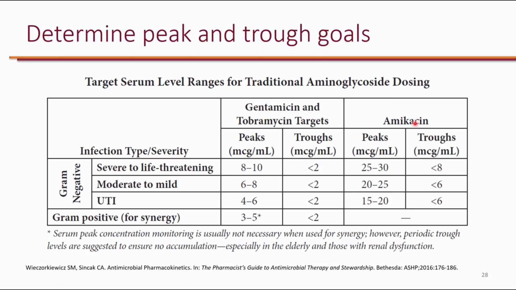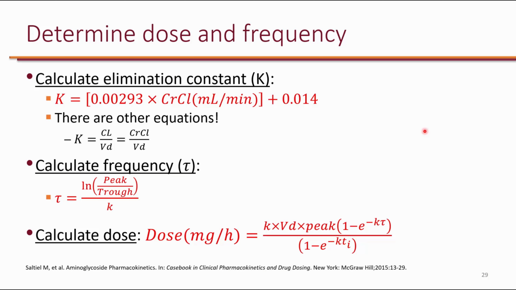Now, if you happen to be using amikacin, these are the different targets for amikacin. So once you figure out what you want to target for your patient, next we need to actually calculate elimination constant before we can come up with the dose and frequency. So again, this is an estimate from population. So it's not going to be exactly the same K in your patient, but empirically, estimation is the best thing we can do. So this is the equation we're going to use, which includes creatinine clearance, and that will give you the K for your patient.